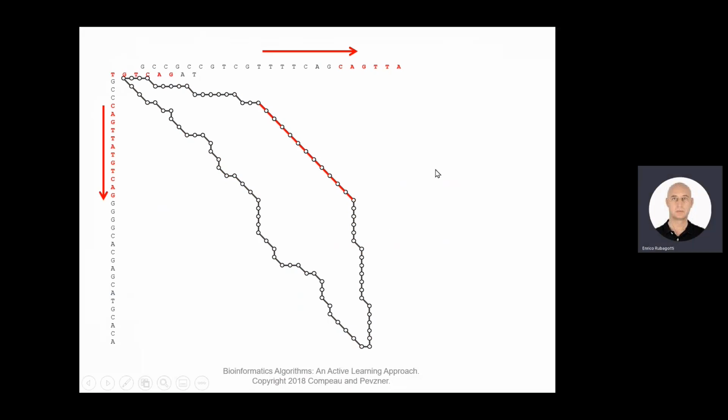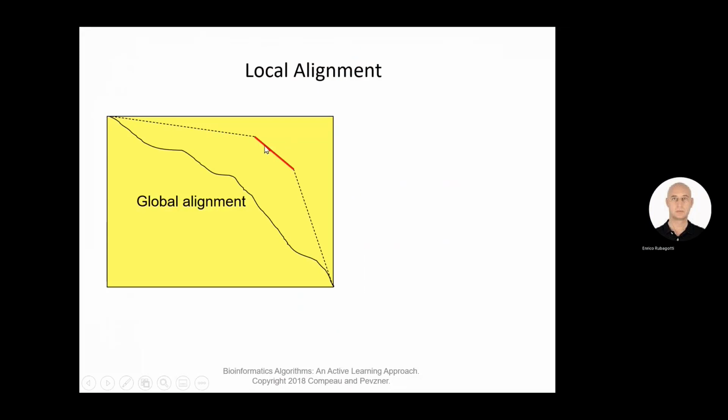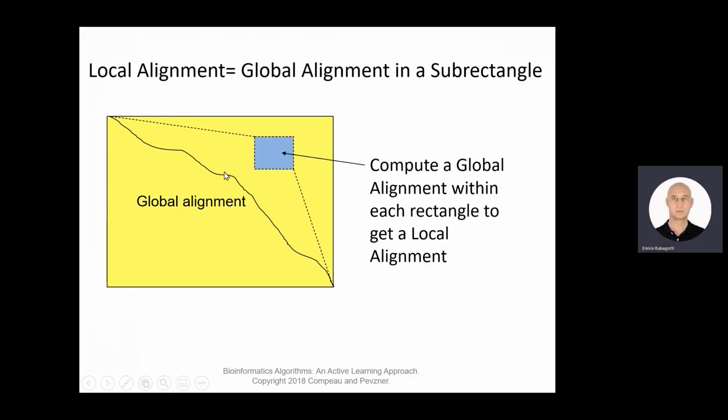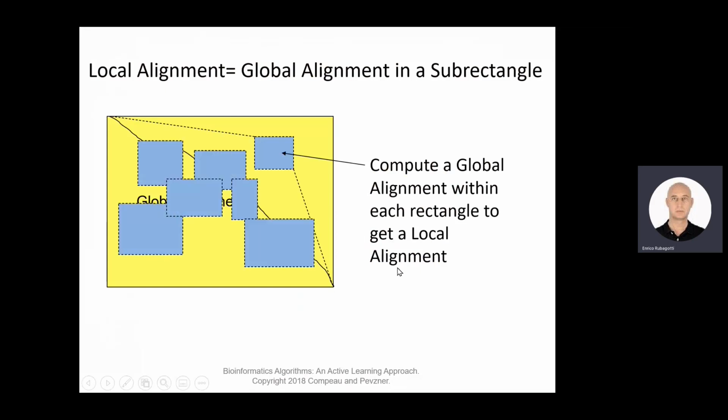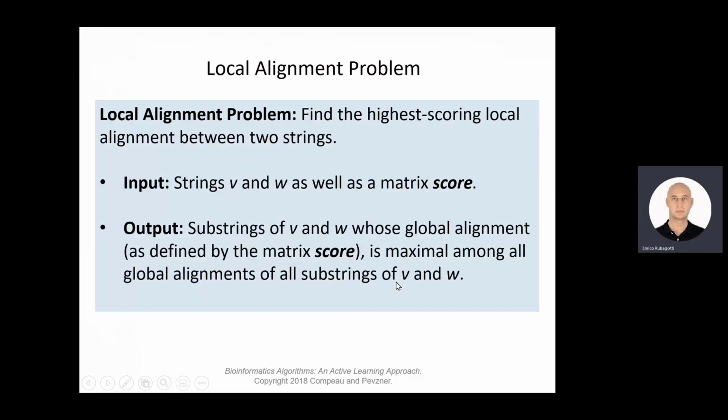And the problem is, how do I identify this path? This is a local alignment, and this is a global alignment again. So I'm going to compute a global alignment within each rectangle to get a local alignment. How do I do it in a computationally efficient way?